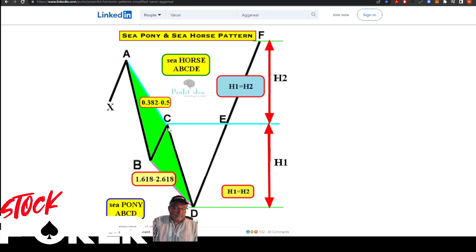And if it hits the 0.5, you want to be looking at some variation of the bat pattern. And again, this BD leg should be the 1.618. It should be the 2.618. It does not have to be; it could be somewhere in between there. And if it's not the 1.618 or the 2.618, ideally it's better if it hits on a Fibonacci level.